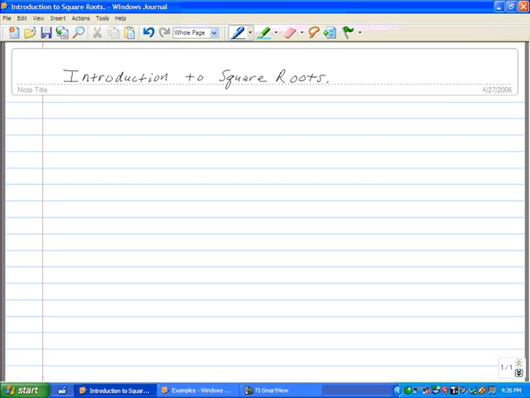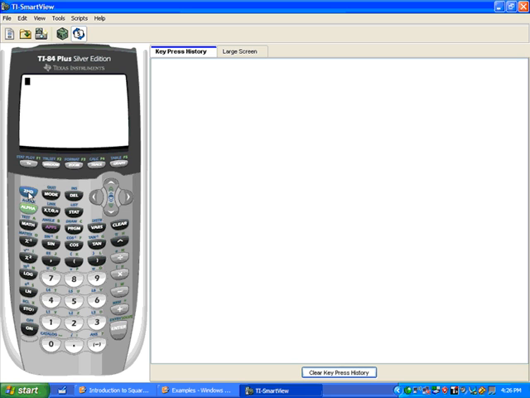When you study exponents, you learn what it means to square a number. For example, when you write a squared, what you mean is to take the a and multiply it by itself. When you take a number and multiply it by itself, what you generate is a perfect square.